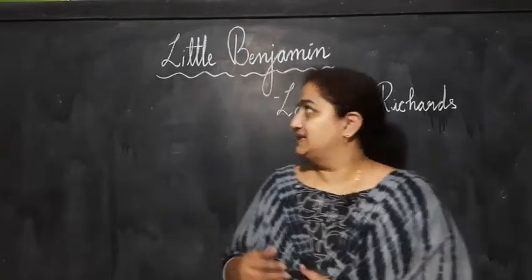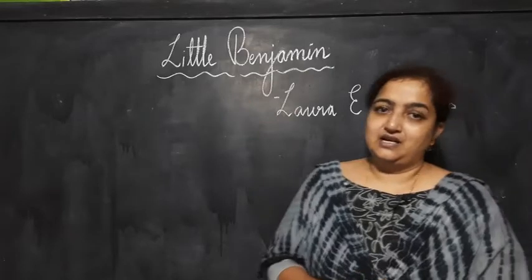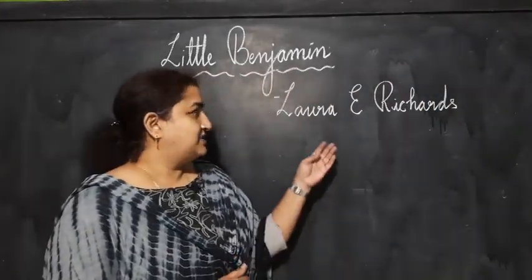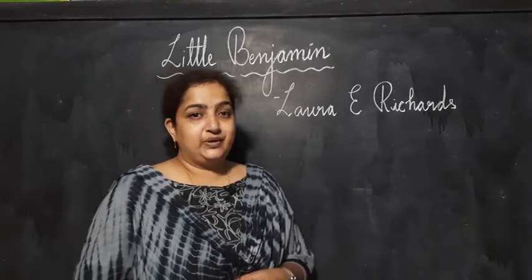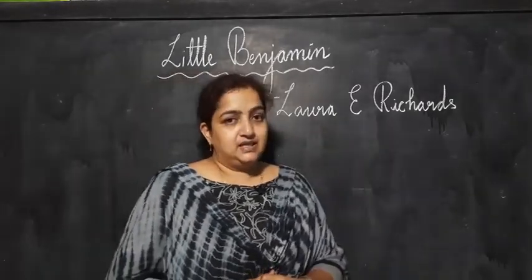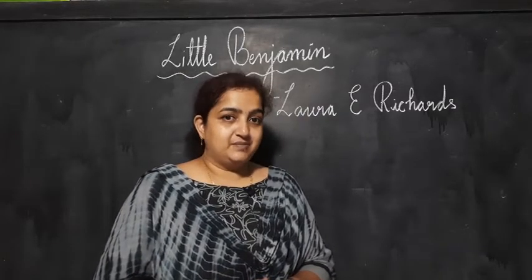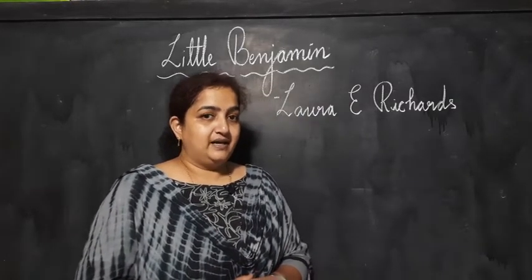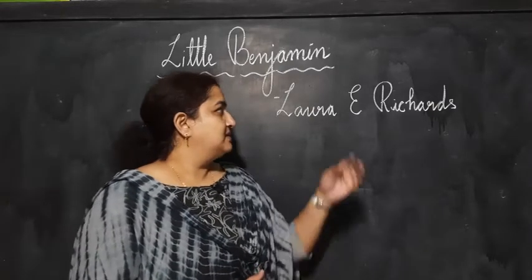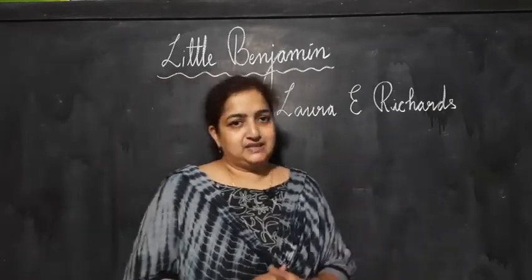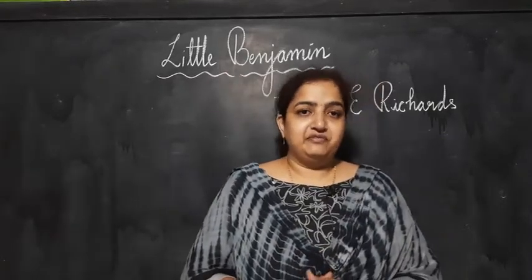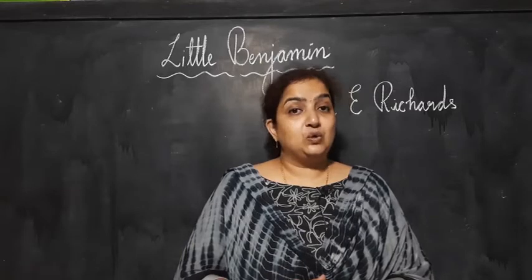The name of the lesson is Little Benjamin. What is the name of the lesson? Little Benjamin. And it's written by 19th century American writer Laura E. Richards. And this is a very beautiful story of a family, Golden family. The name of the family is Golden family.